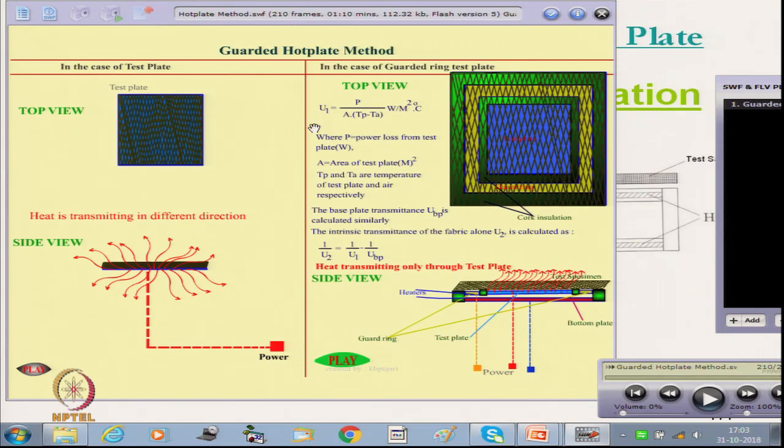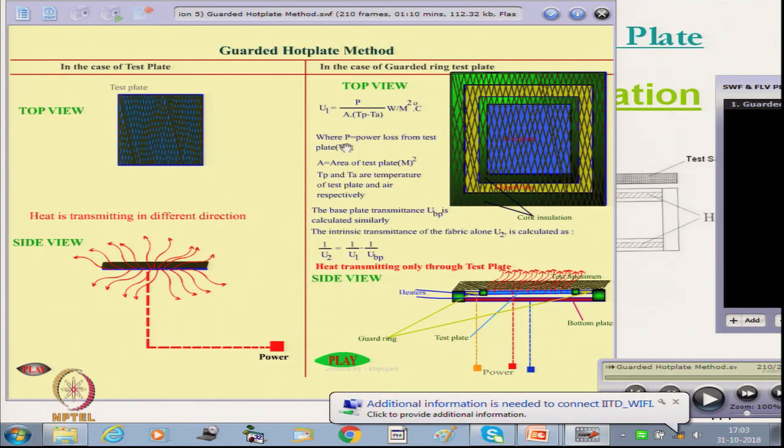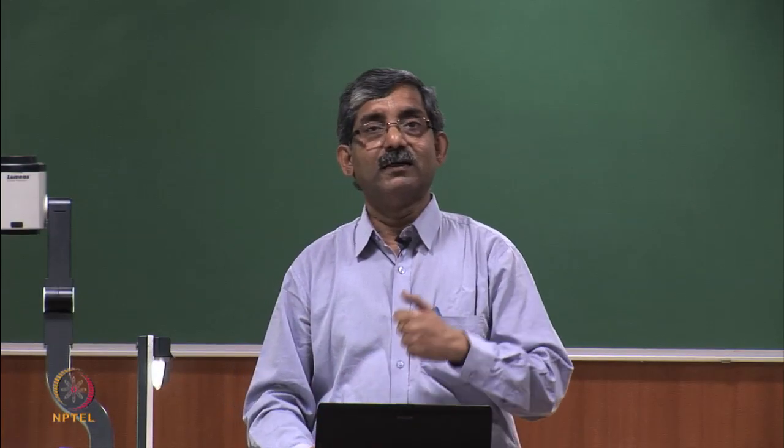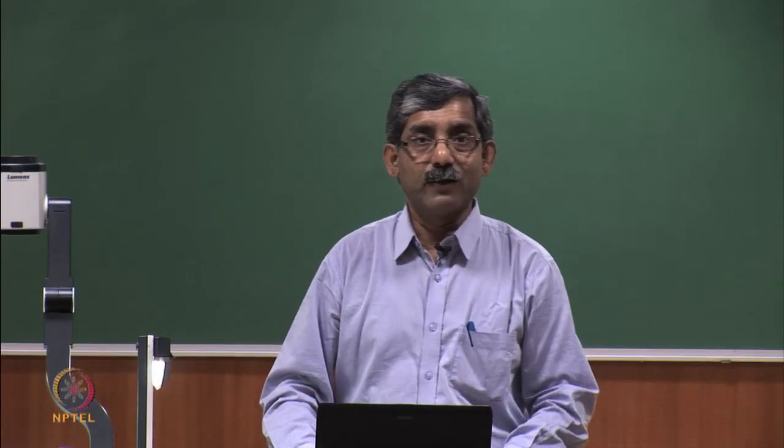expressed in terms of U value, where P is the power consumed by the test plate, A is the area of the test plate and also the area of fabric, and Tp minus Ta is the temperature difference. And we can use the bare plate test to know the constant for the instrument, and if we subtract, we will get the thermal transmittance of the fabric itself.